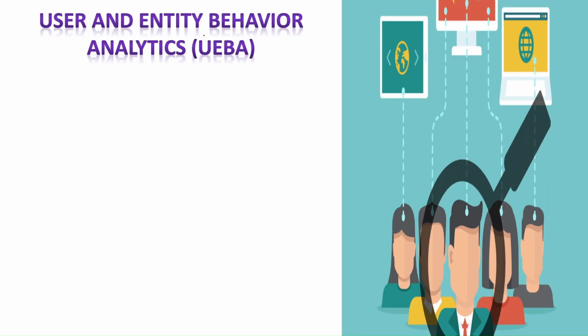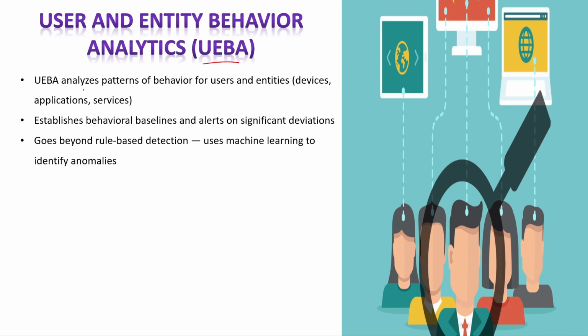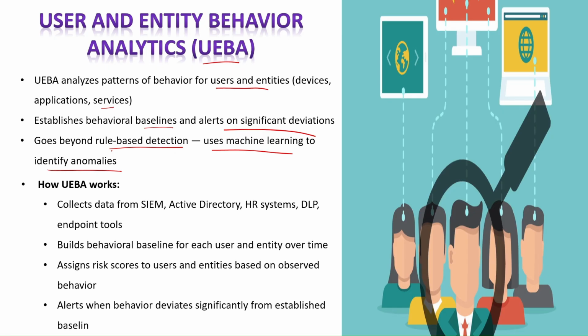Next is user and entity behavior analytics, that is UEBA. UEBA analyzes patterns of behavior of users and entities, that is devices, applications and services. It establishes behavioral baselines and alerts on significant deviation. It goes beyond rule-based detection, so it uses machine learning to identify anomalies.